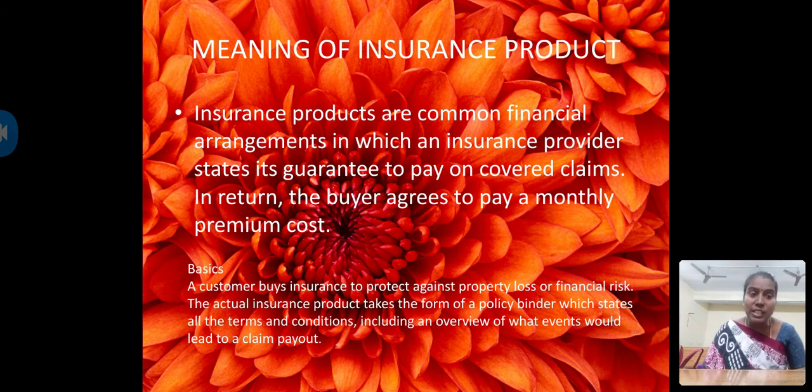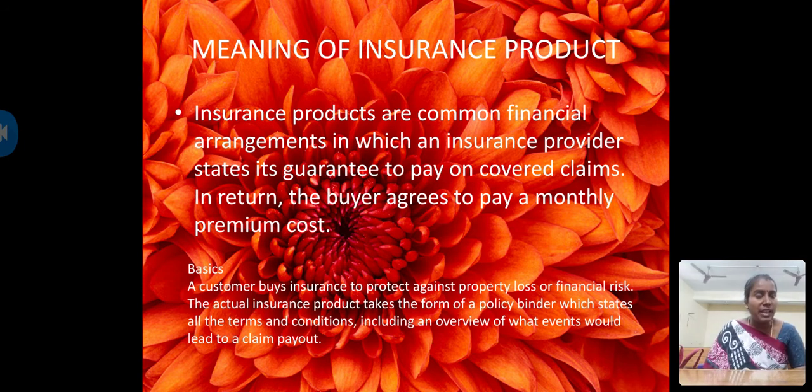So what is the insurance product? It is a financial arrangement. With whom is this finance arranged? The person who pays the premium as a policyholder, to the insurance provider. Who is the insurance provider? The insurance company is the insurance provider. So it is a mutual agreement between the insurer and the insured. What is the agreement? Finance is the agreement, premium is the agreement. That comes under insurance product.